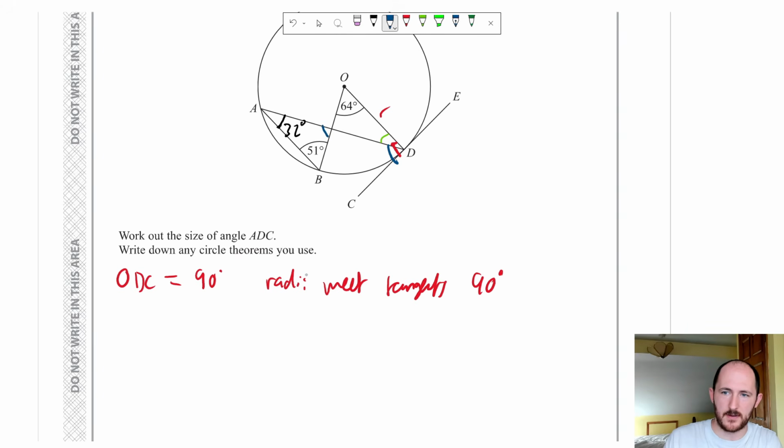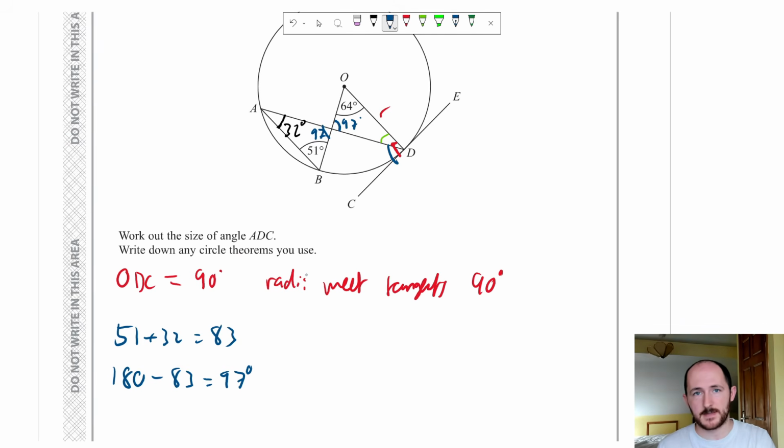Now I can work out this angle though, right? Because angles in a triangle. So 51 plus 32 is 83. Then 180 minus 83 gives me 97. So that blue angle there is 97. That means that one's also 97 because it's vertically opposite angles.